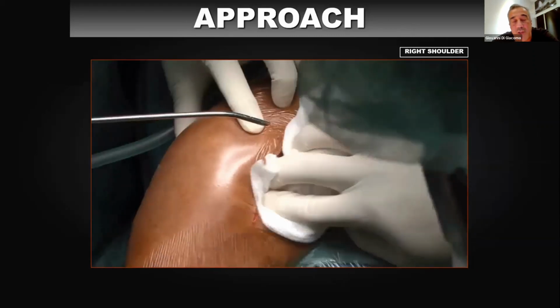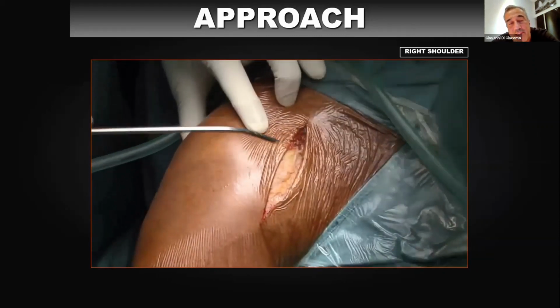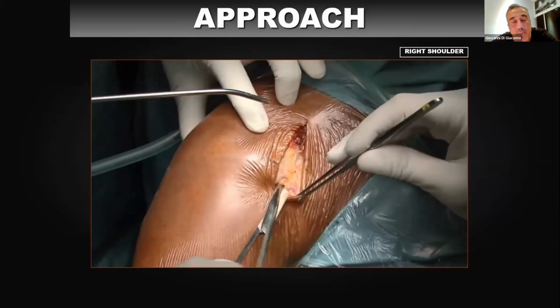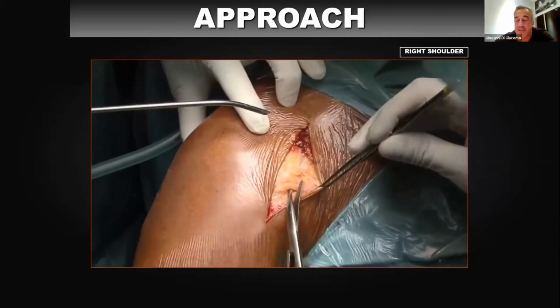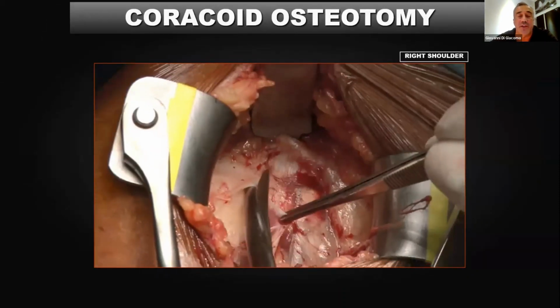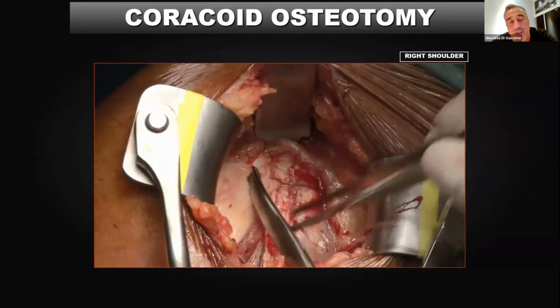This is the right shoulder. I did a bigger access just from a didactic point of view. Of course, it's the classic anterior approach between the pectoralis major and the deltoid. I call this the retractor surgery. Keep in mind this is the right shoulder.